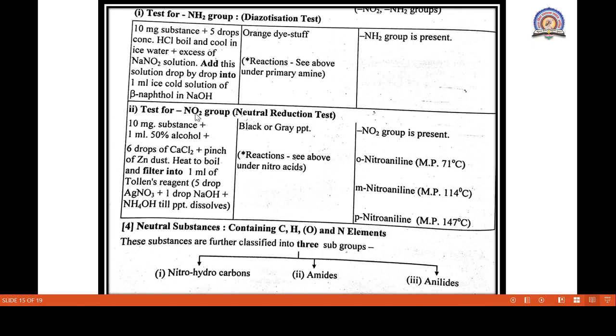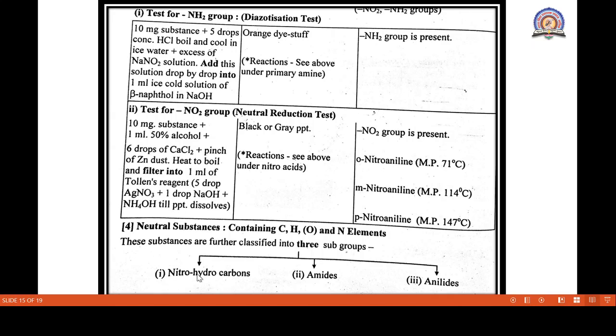Okay, again the next is the test for the NO2 group. In that we take a substance, we add alcohol, then we add CaCl2, then we add a pinch of zinc dust, heat to boil, and filter into the Tollens reagent. Then we observe a black or grey PPT, and we conclude that the NO2 group is present. Again, by taking their melting point, we find out which types of nitroanilines are present.